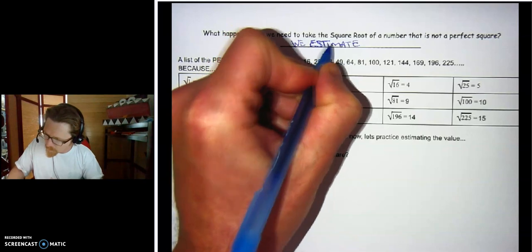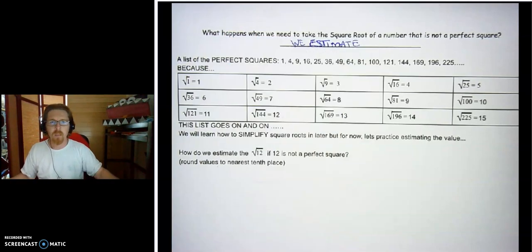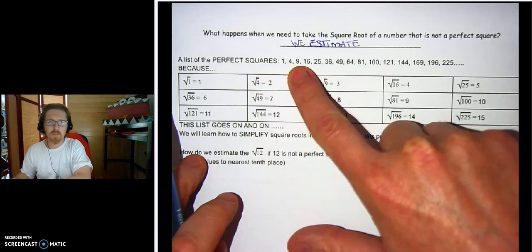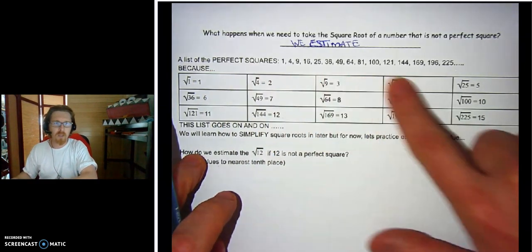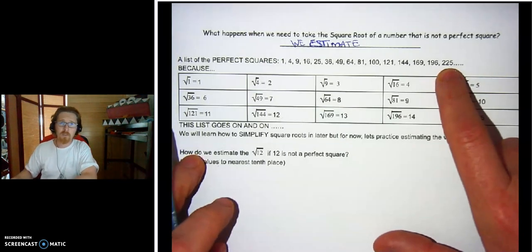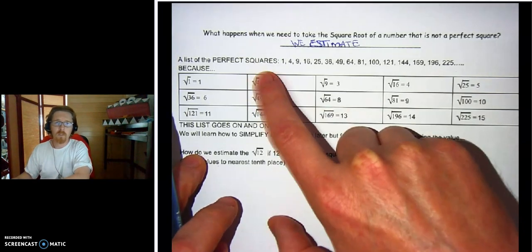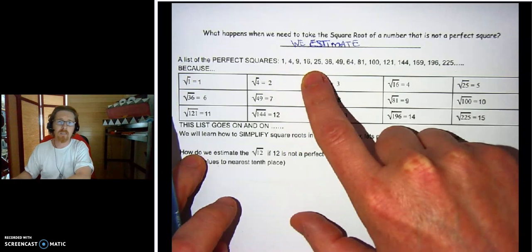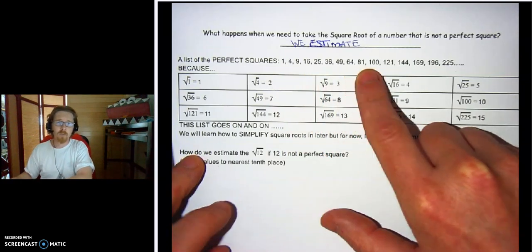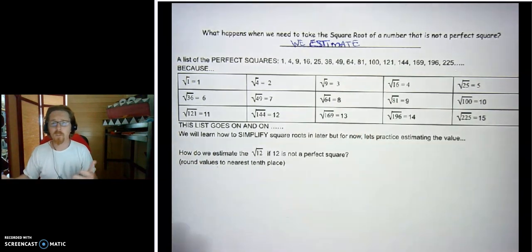So that's what we're going to figure out today. How do we take the square root of a non-perfect square? Well, we're just going to estimate. Now, let's take a look at the perfect squares that we're familiar with, up to the square root of 225. So our list of perfect squares is 1, 4, 9, 16, 25, 36, 49, 64, 81, 100. These are all perfect squares.